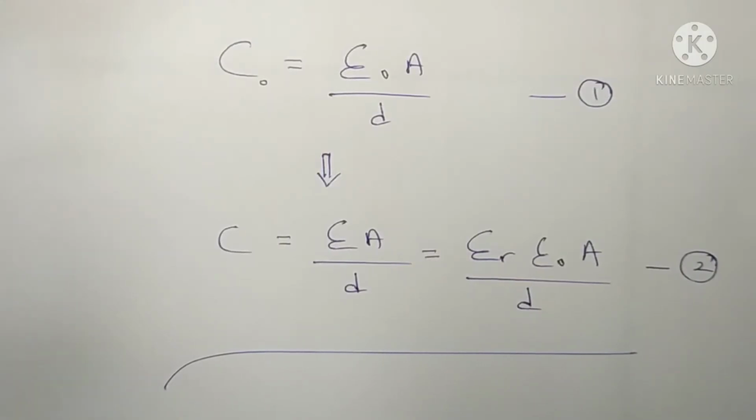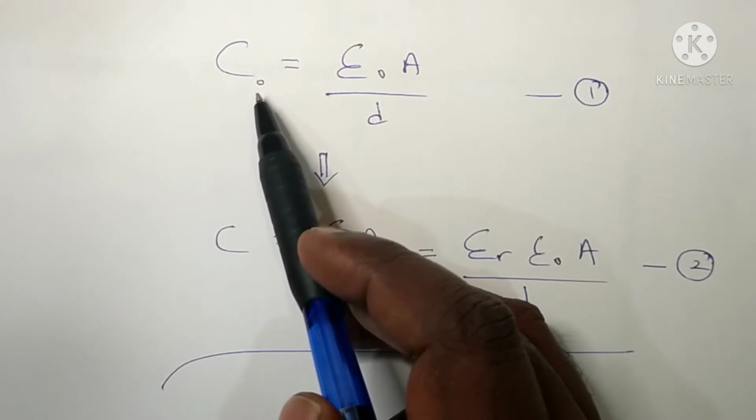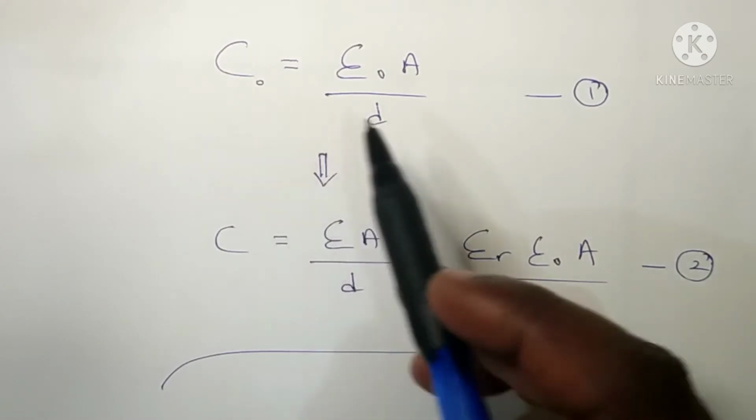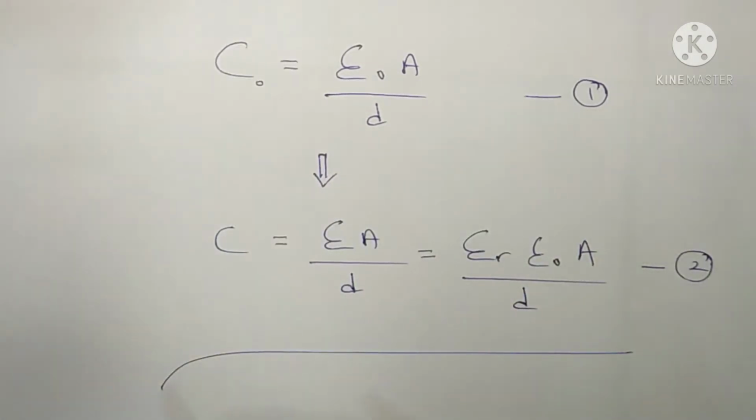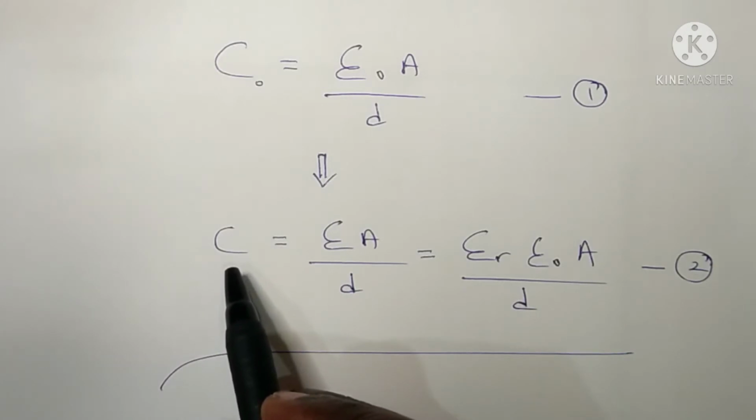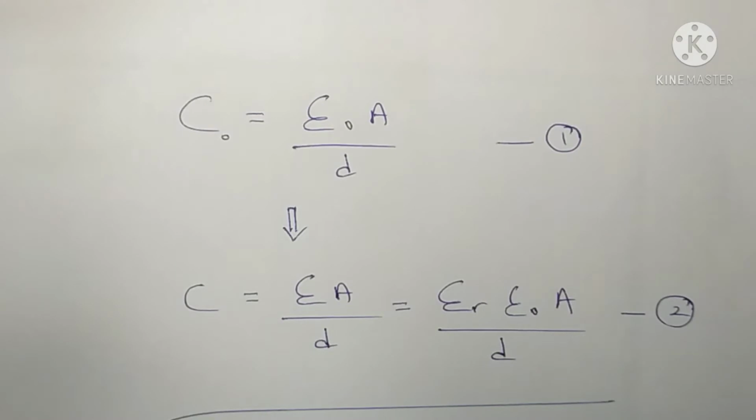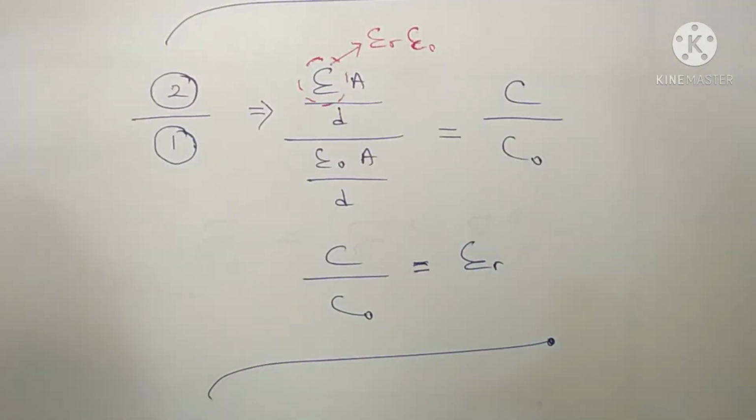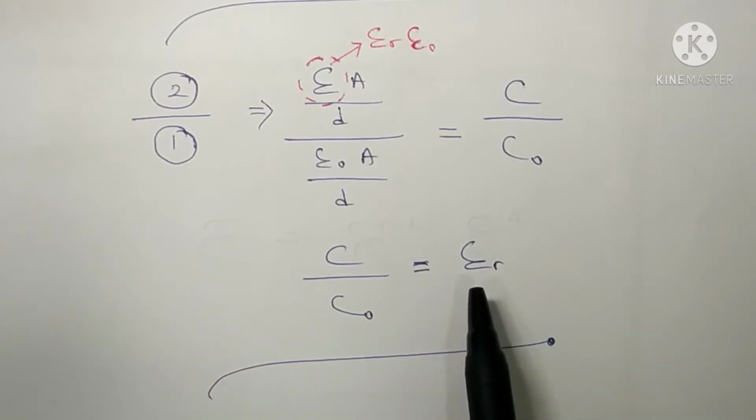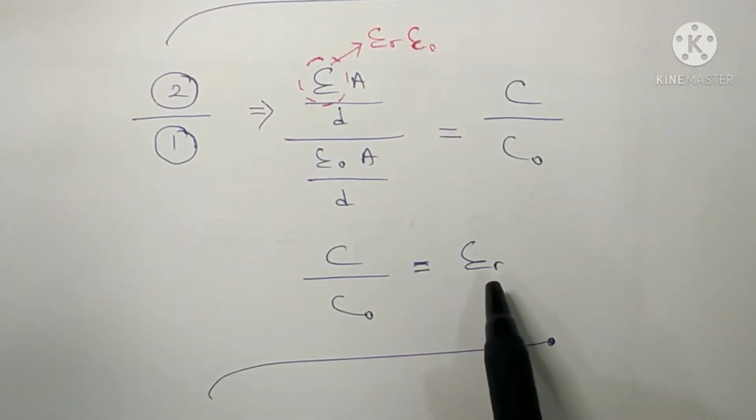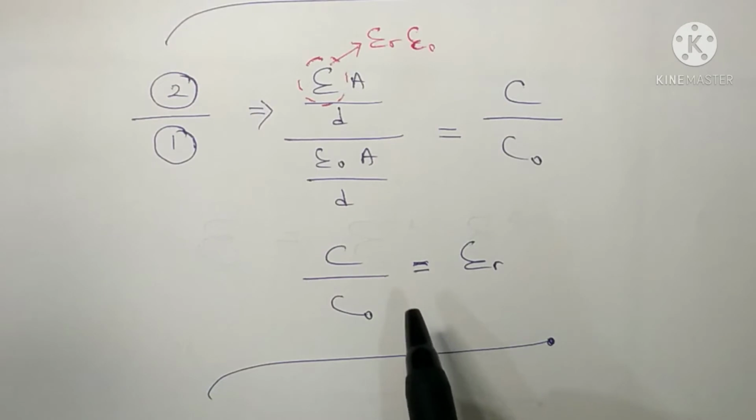It means C naught is the capacitance of the capacitor without dielectric, and C is the capacitance of the capacitor with dielectric. The ratio of equation 2 over equation 1 will give you the dielectric constant, which is epsilon R equals C over C naught.